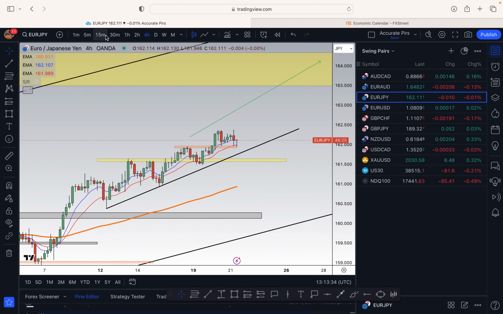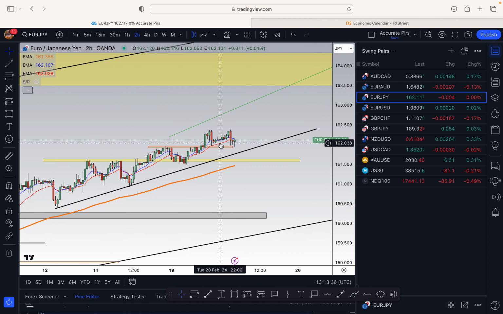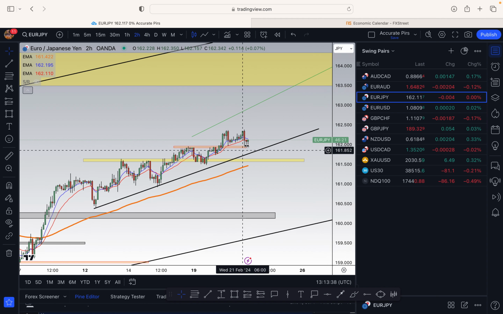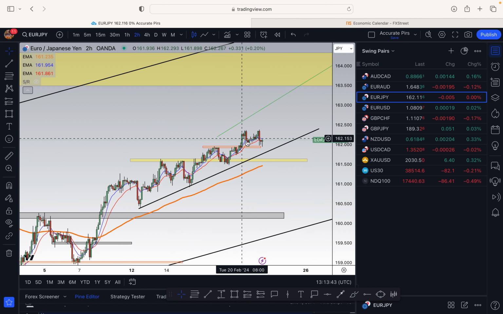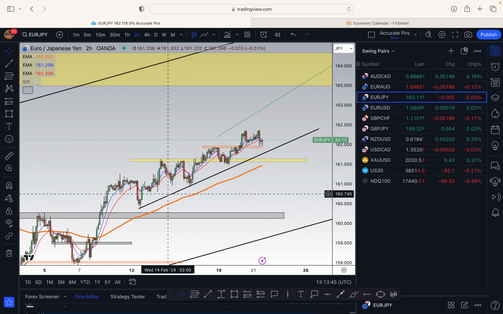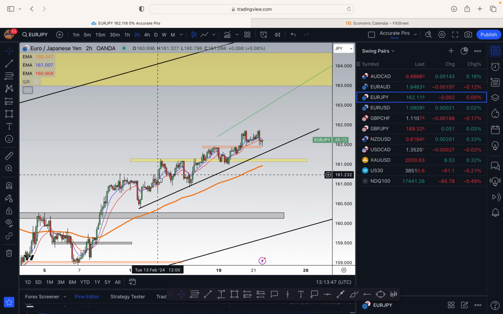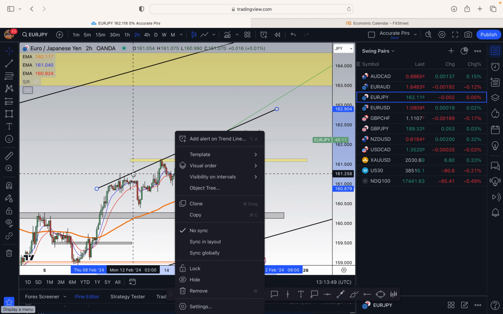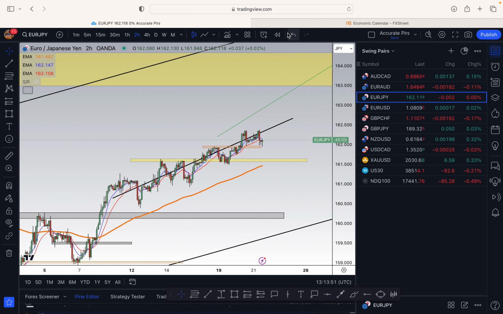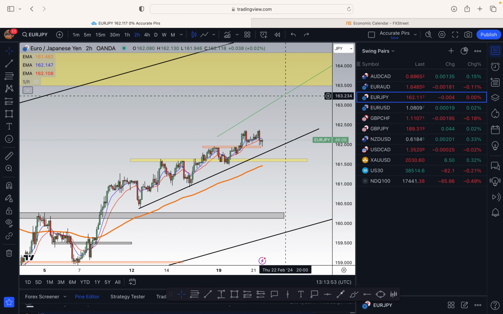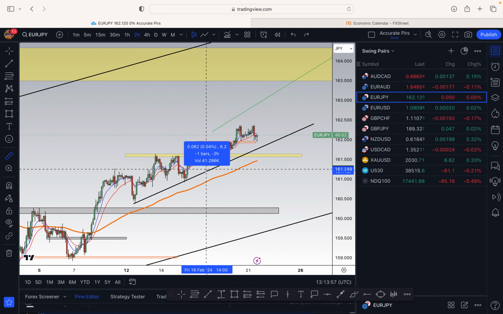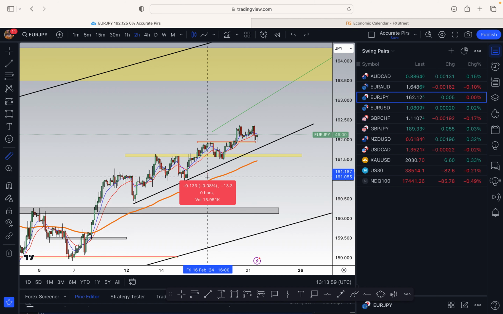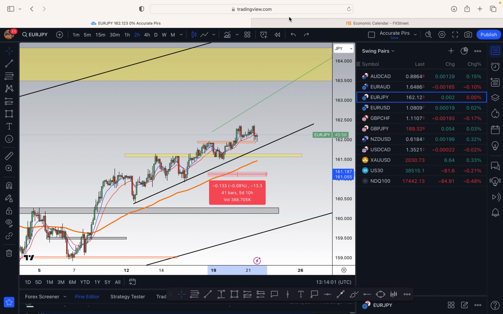I can't see Euro JPY going towards the downside anytime soon, unless we get a break of that 4-hour trend line. But for now, Euro JPY is still in an uptrend, pushing towards the upside. Even if you have parallel, what am I doing here? Apologies. Cool. Get rid of that.